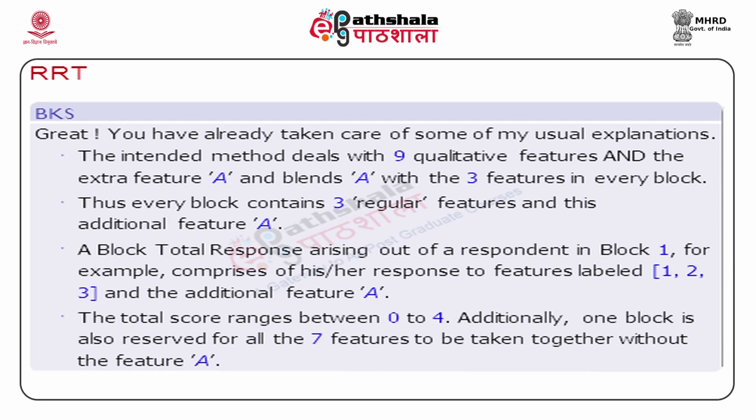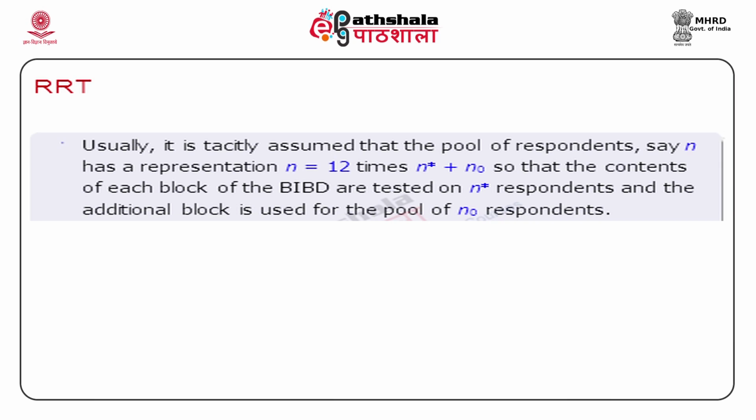Additionally, we take one block which is reserved for all the 9 features taken together without the feature A. We have got 12 blocks following the BIBD, and the 13th block has all the 9 regular features taken together. Usually, it is tacitly assumed that the pool of respondents altogether, capital N, has a representation like 12 times n star plus n0. Because there are 12 blocks, every block will have the same number of respondents, that number is n star, 12 times n star, and whatever is extra, that is n0, is supplied to the additional block, which has all the regular features together.